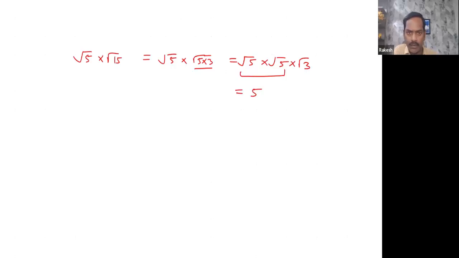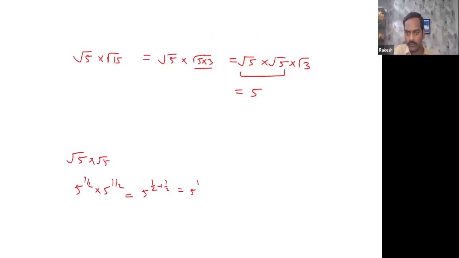We can prove it also, because this is nothing but what? Root of 5 into root of 5 is 5 to the power 1 by 2 into 5 to the power 1 by 2, which is equal to 5 to the power 1 by 2 plus 1 by 2, which is equal to 5 to the power 1, which is nothing but 5. So if two square roots are multiplied, overall the radical sign vanishes.